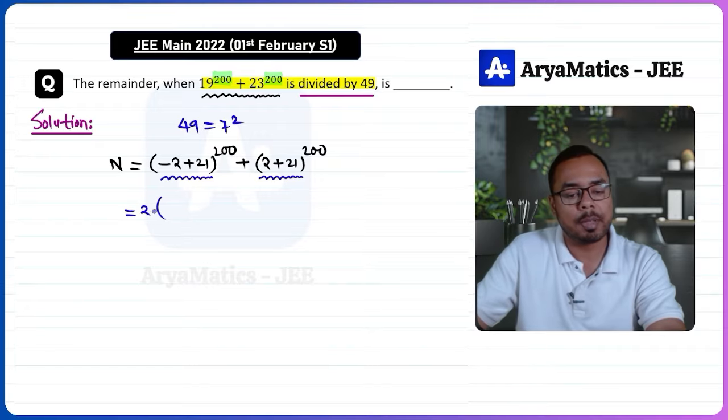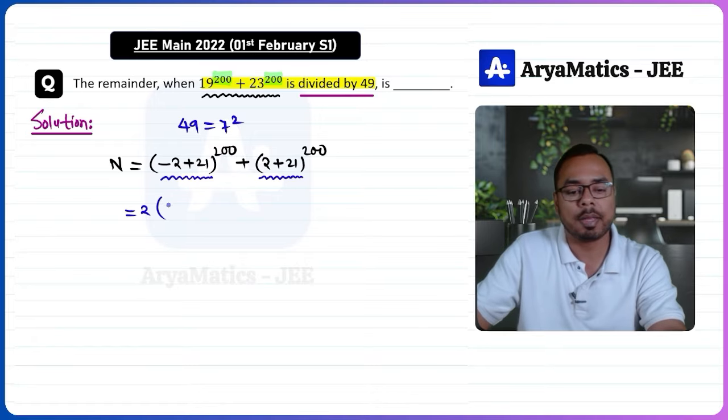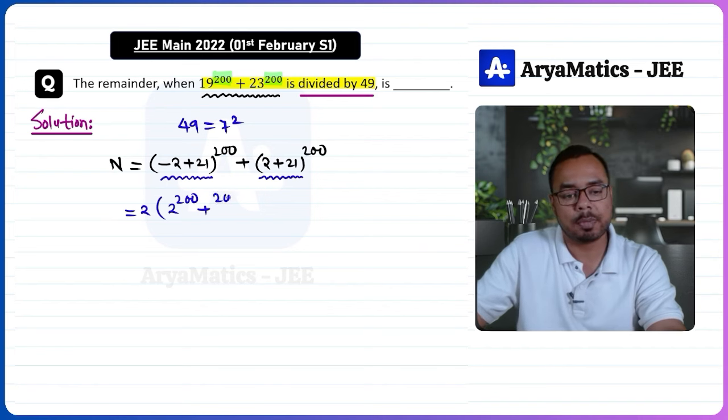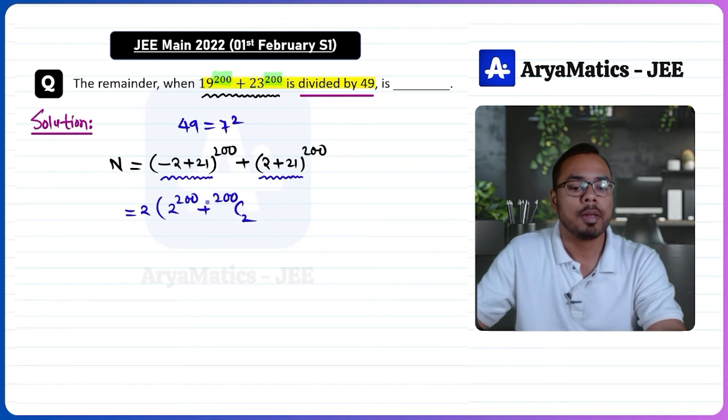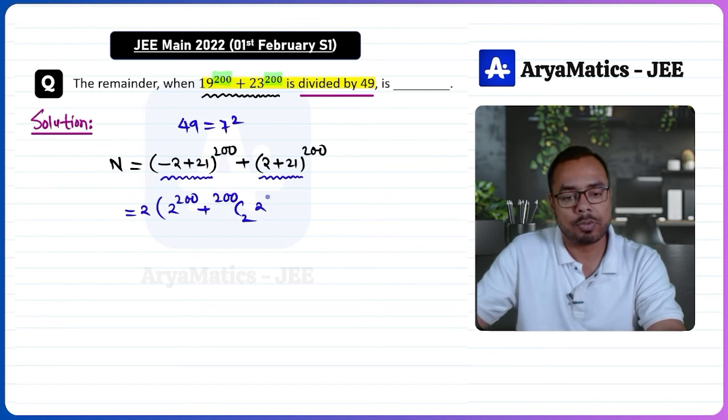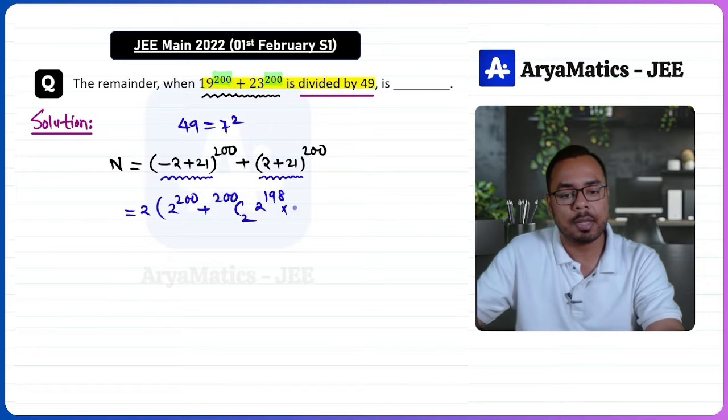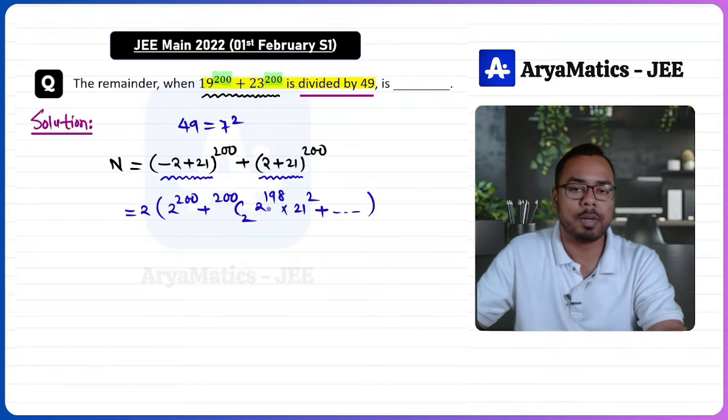So the expansion will be 2 into, right, all the positive terms you will get twice and the negative terms will cancel. So we'll get 2 into 2 raised to 200. The 200 C1 term will cancel. So the next one will be 200 C2, multiplied by minus 2 raised to the even power 198, that is 2 raised to 198, and then 21 square. Again the 200 C3 term will cancel, and after that you will get 200 C4, 2 raised to 196, 21 raised to 4.